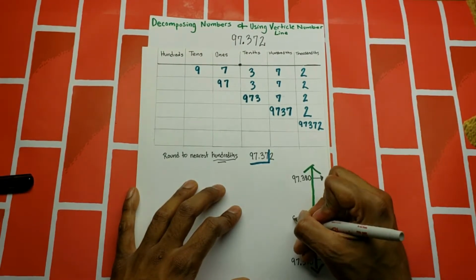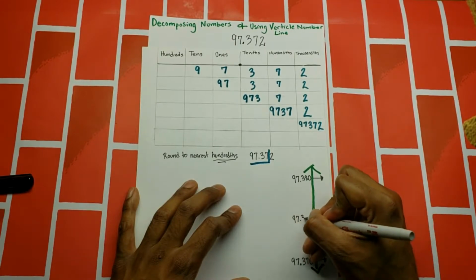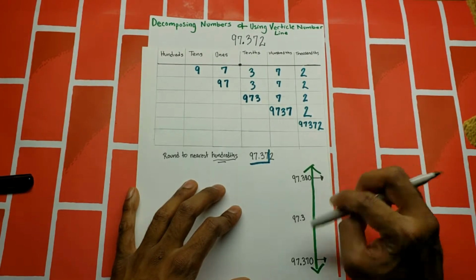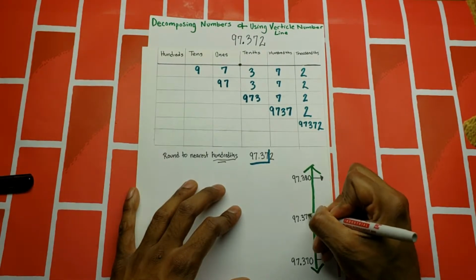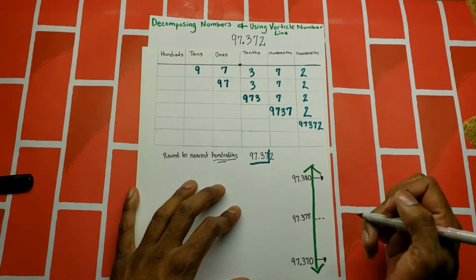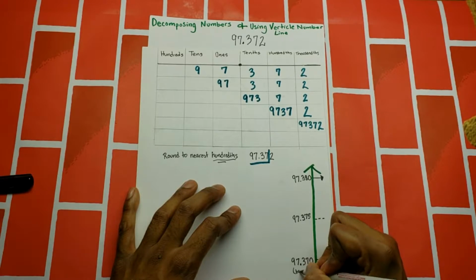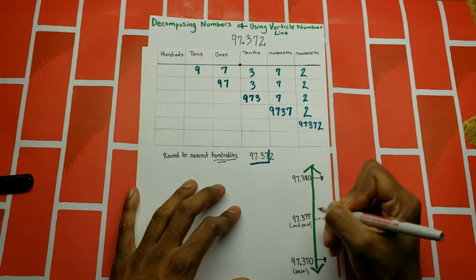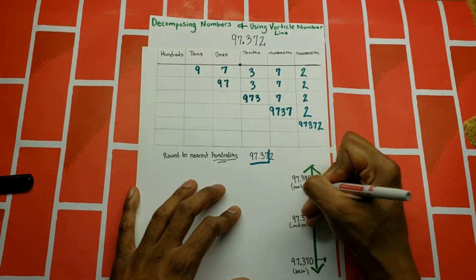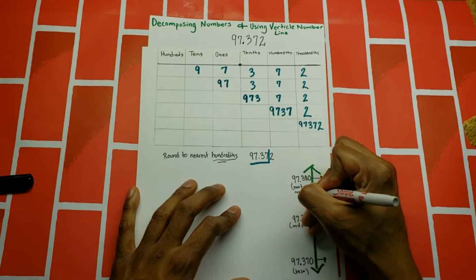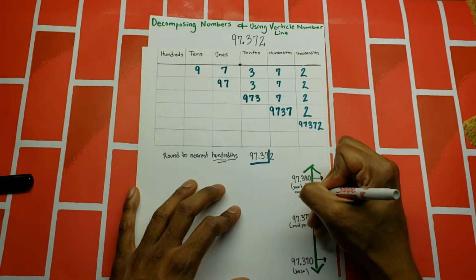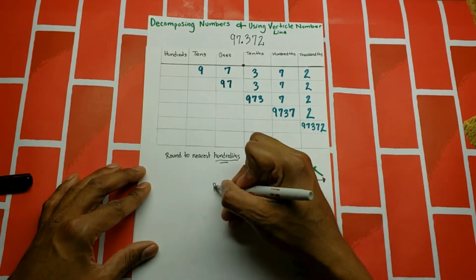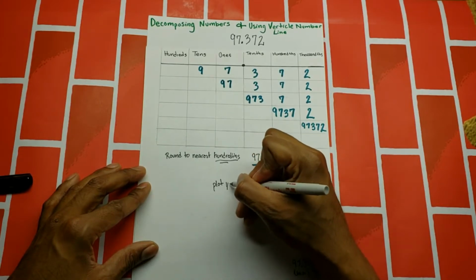Our halfway point would be 97.375, and for students to really get this, I want them to look at 70 and 80. What is between 70 and 80? 75. So now we have our base value. We have our midpoint. And we have the next rounded value. The next step is to plot your value that you have.